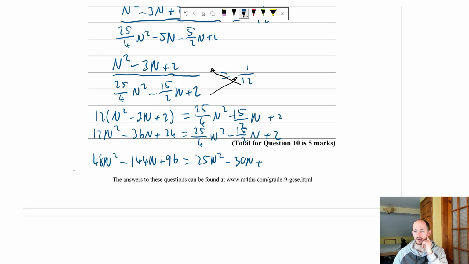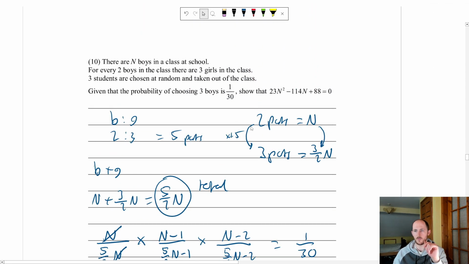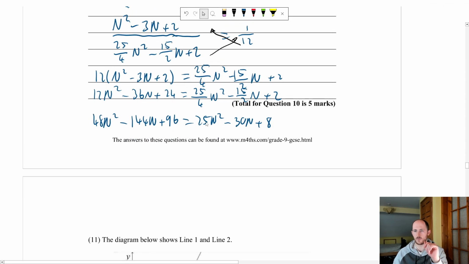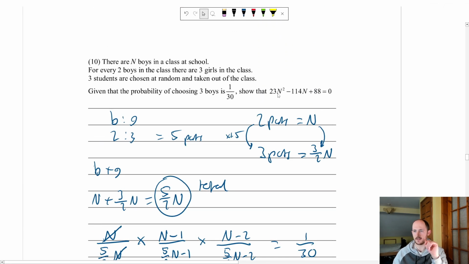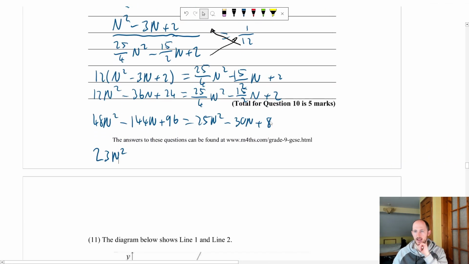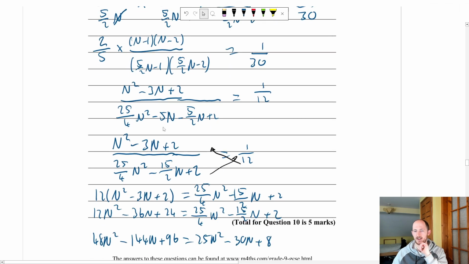You can check this all on a calculator if you want. Move everything to the left hand side and we do indeed get that. So 48n squared minus 25n squared is going to give me 23n squared as shown in the answer. Minus 144n and we have to plus 30n, so it's minus 114n. Then minus 8 from both sides gives me plus 88 equals 0, which is the correct answer.